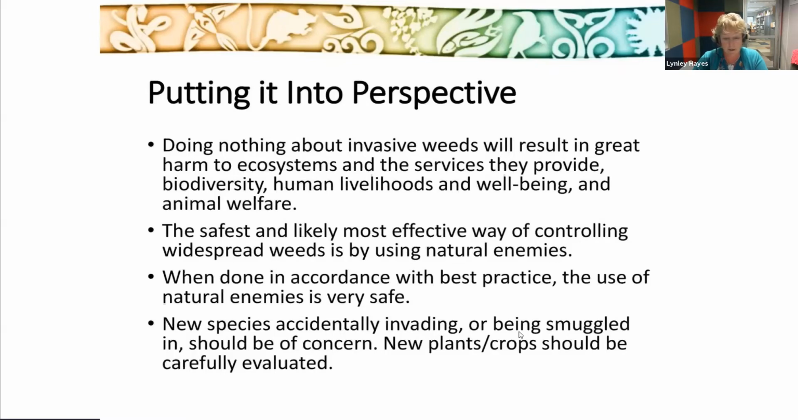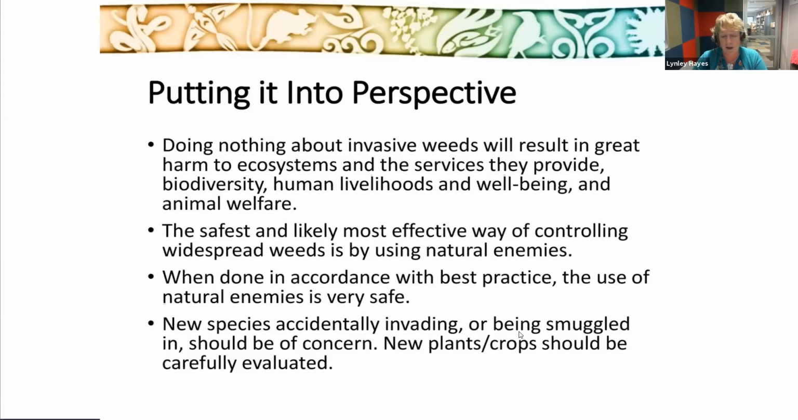We should be much more concerned about new species which are accidentally invading our islands every year, things that are being smuggled in. I've been at an airport, I won't name the country, and we know what's coming in people's bags that they are not declaring on their card.